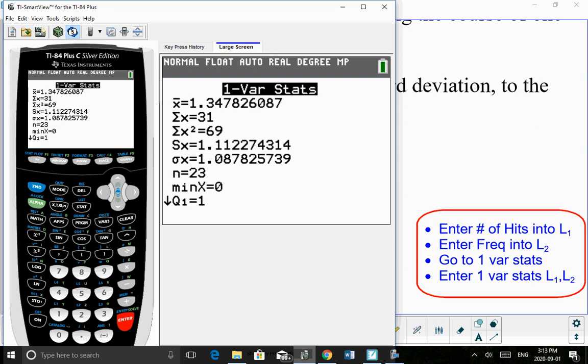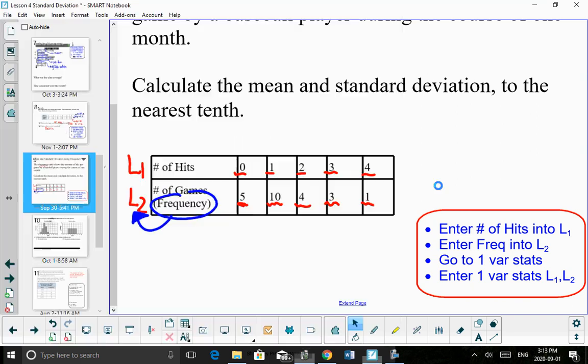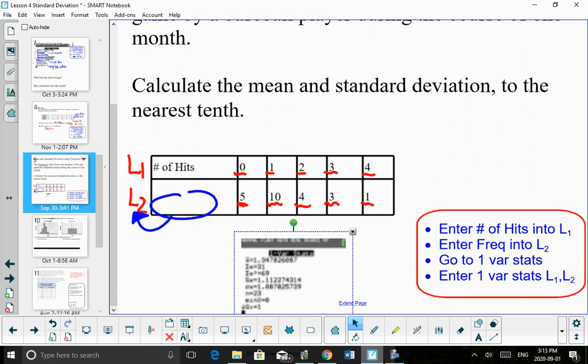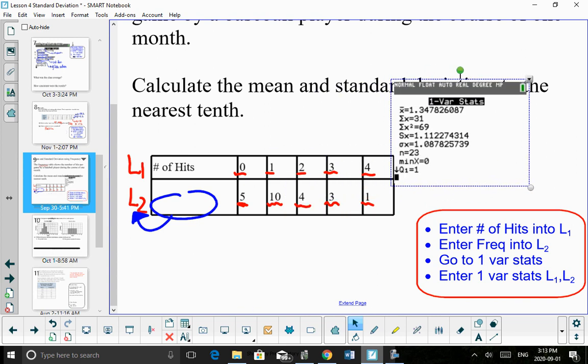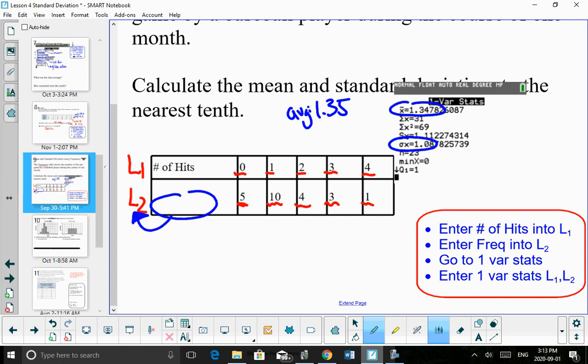And there's the information. Okay? So what is his average? So he averages 1.35 hits per game. That's the average. And standard deviation is 1.09. So he's actually not very consistent. If his average is 1.35 and he's standard deviating by 1 hit, this is not a very consistent player.